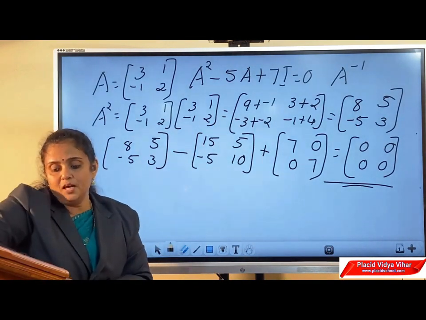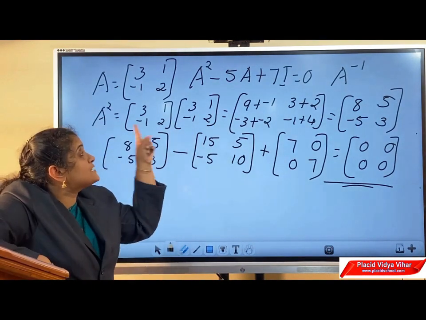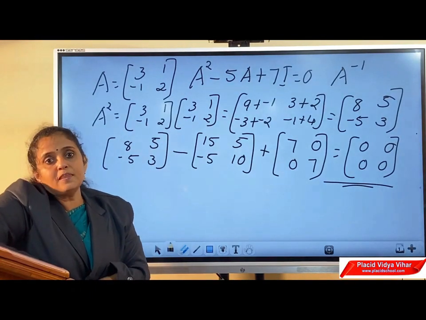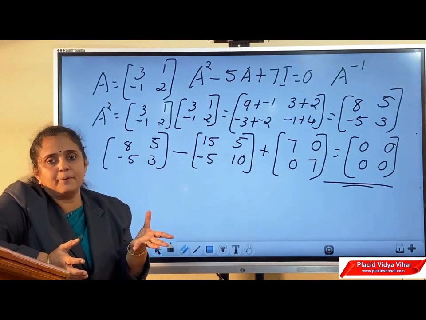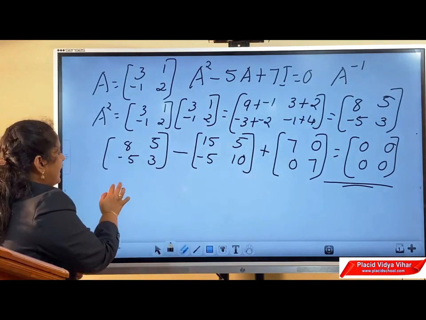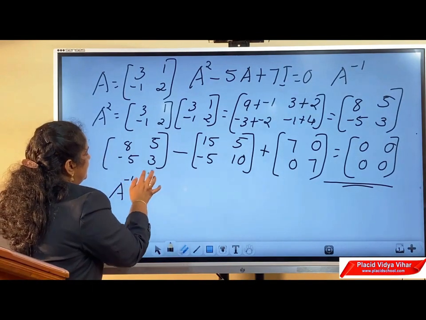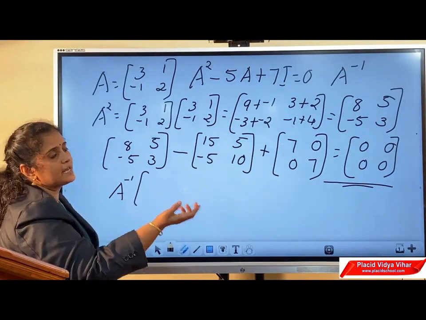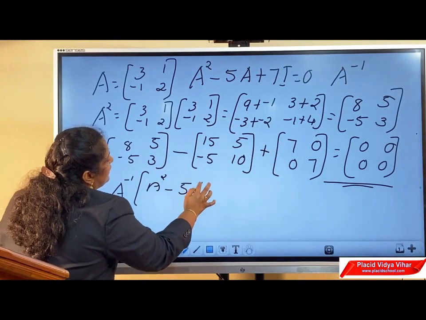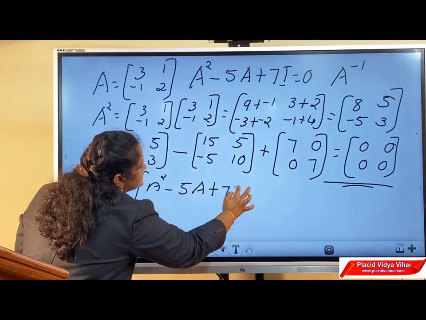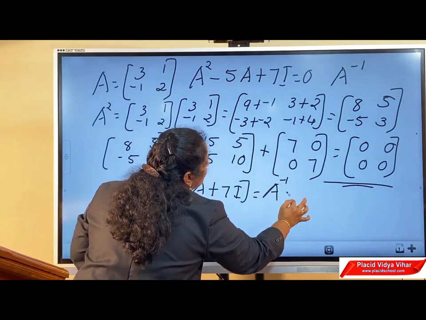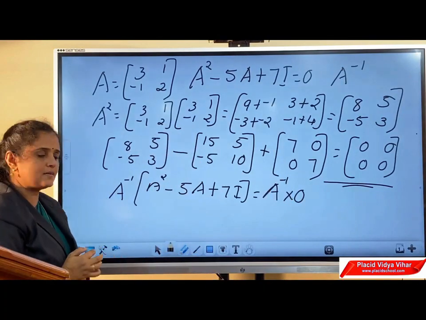Find A inverse. Then how to find A inverse? A square minus 5A plus 7I is equal to 0, that we proved. Then we pre-multiply both sides by A inverse. A inverse into A square minus 5A plus 7I is equal to A inverse into 0. The right hand side, the answer is 0.